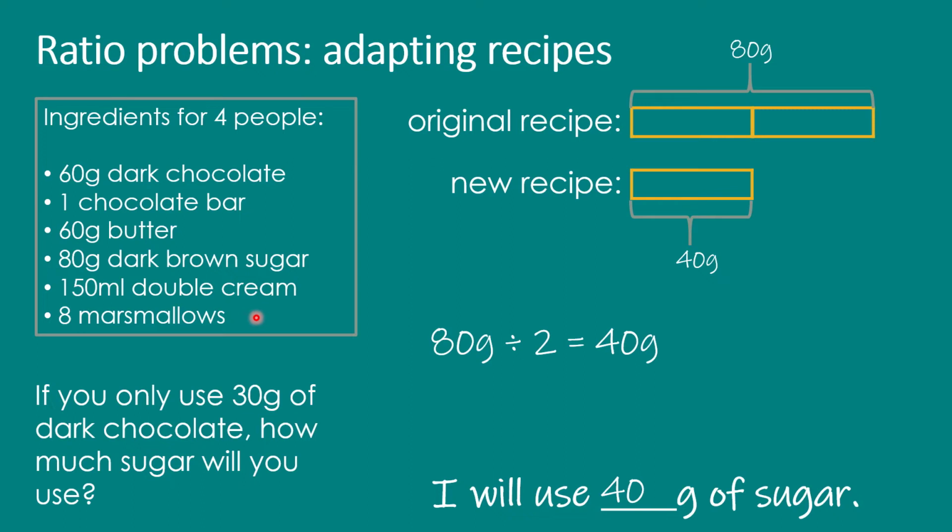So very quickly, how many marshmallows would we need in the new version? Just 4. Half of 8 is 4. 4 marshmallows in the new recipe. And so on. And how many people would we be serving? 2 people. Does that all make sense?